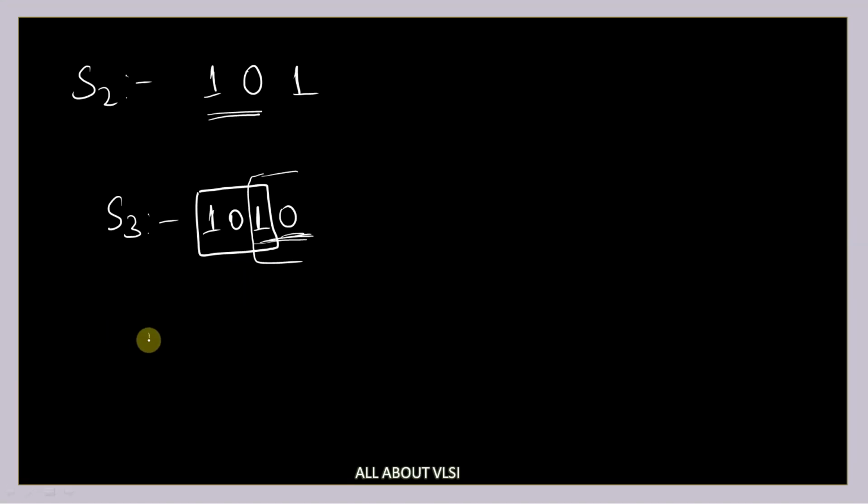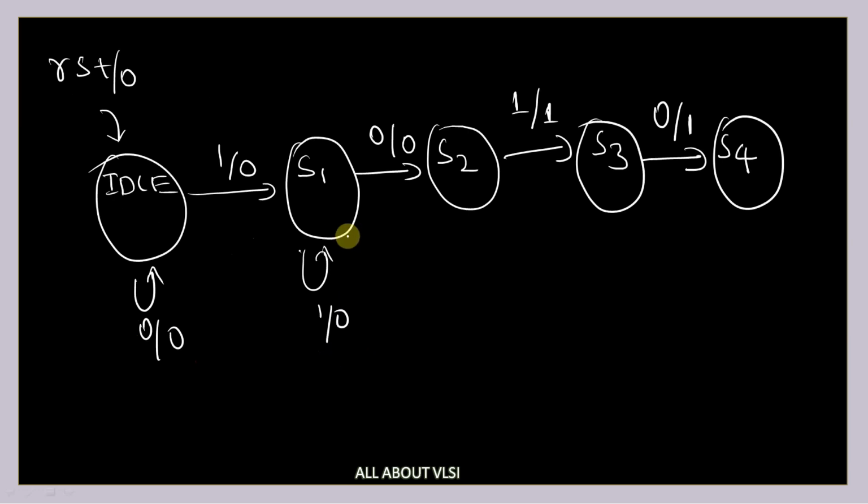But if I am in S3 state, I have the sequence 101, and if I get one more 1, then what should I do? I am going to stay in the same state, that is S3 state only. My output is equal to, okay, and here I should draw one more thing, right? output is equal to 0.